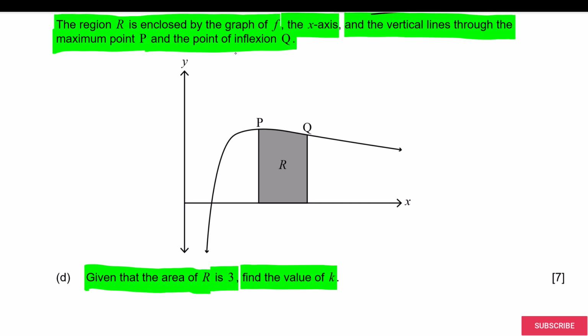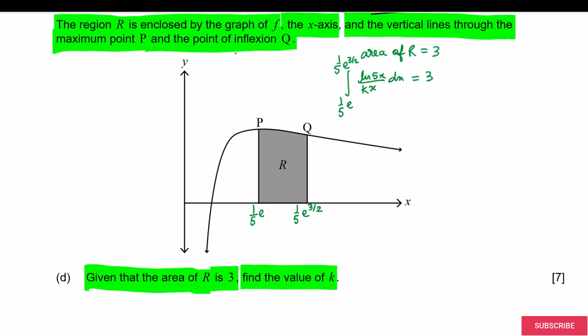So it is an integral. Here we know the x coordinate of P, which was 1 over 5 e, and the x coordinate of Q was 1 over 5 e to the power 3 over 2. So basically the area of R is 3, and with the help of integration we can write the integral from 1 over 5 e to 1 over 5 e to the power 3 over 2 of f(x), where f(x) is ln 5x over kx, dx, is 3.